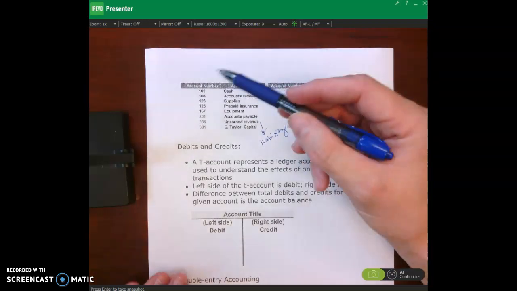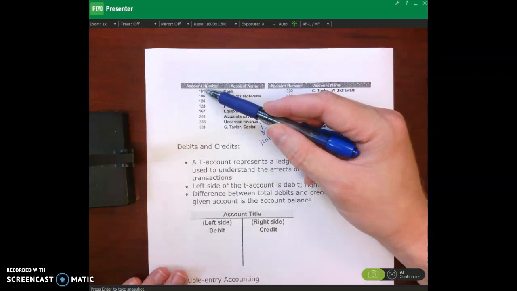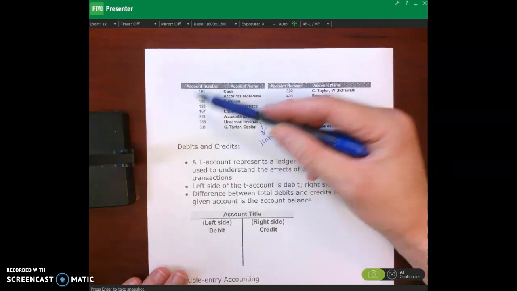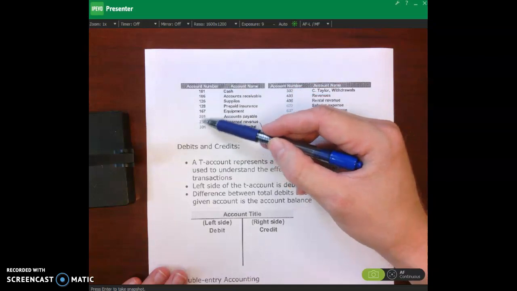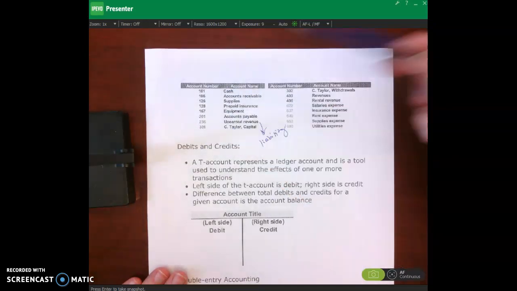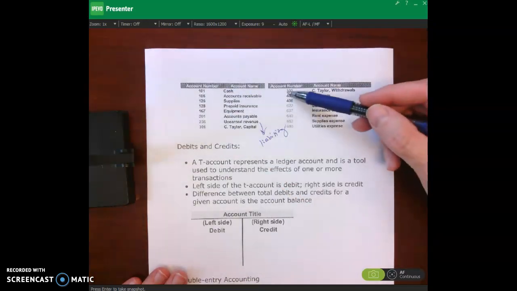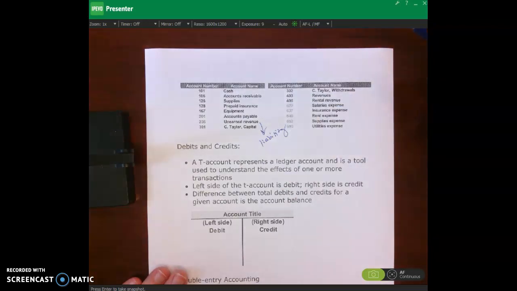If you take a look at how these account numbers are set up, see how all the ones that start with 1 are assets. All the ones that start with 2 are liabilities. 3 are equity accounts, 4 revenue, and then 6 expenses.